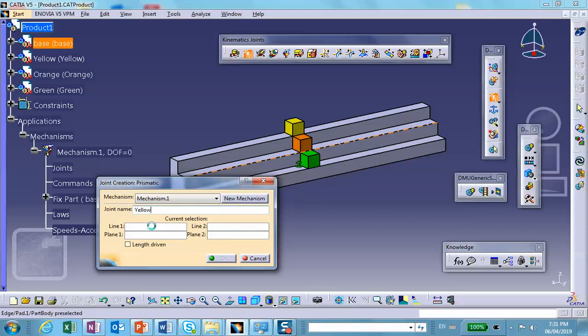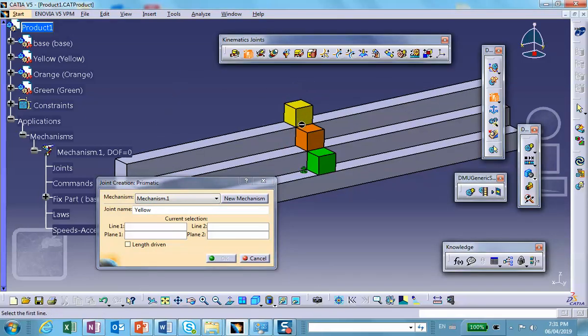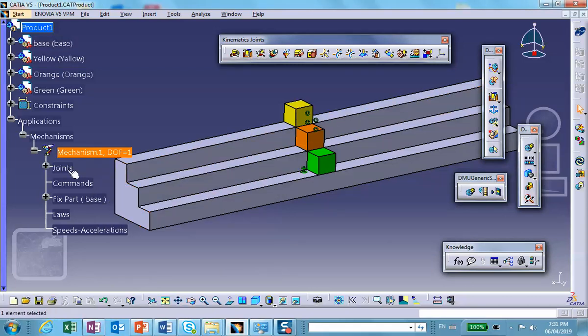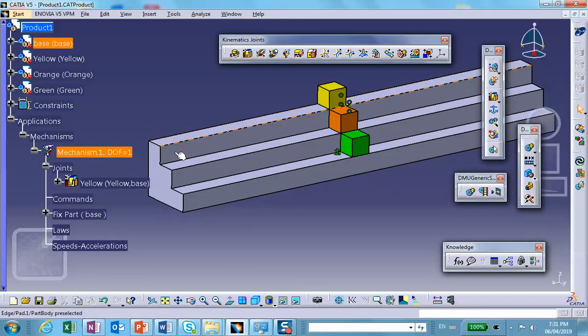For the line, okay, for the first line, I'm going to select this line, which belongs to the yellow piece, and this line, which belongs to the track. And for the planes, I'm going to select, for example, this plane and that plane. That makes it a prismatic joint. Okay. And the name of it, as you can see, is yellow. It's between the yellow block and the base.